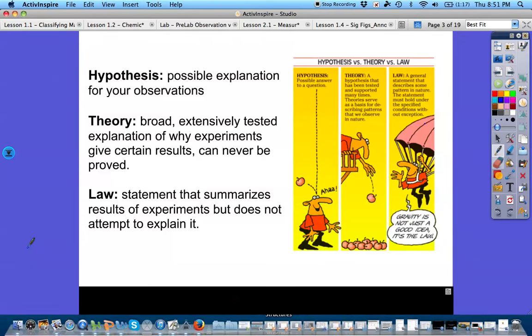A law is a statement that summarizes results of an experiment or experiments, but does not attempt to explain it. So it's just saying that every time I drop a pen, it's always going to fall to the ground because of the law of gravity. I'm not saying why, I'm just saying that this is what happens. And that gravitational constant for here on Earth is 9.8 meters per second squared. Now, gravity on the moon is different, but here on Earth, it is 9.8 meters per second squared.